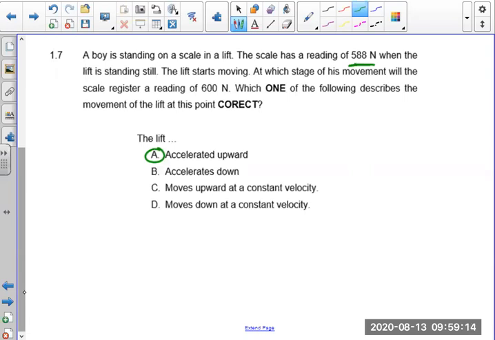But when the lift goes down, then it means your body still wants to stay there. So then the scale reading will decrease. So I will be able to stand on a scale in a lift when it goes downwards so that the newtons will be less.